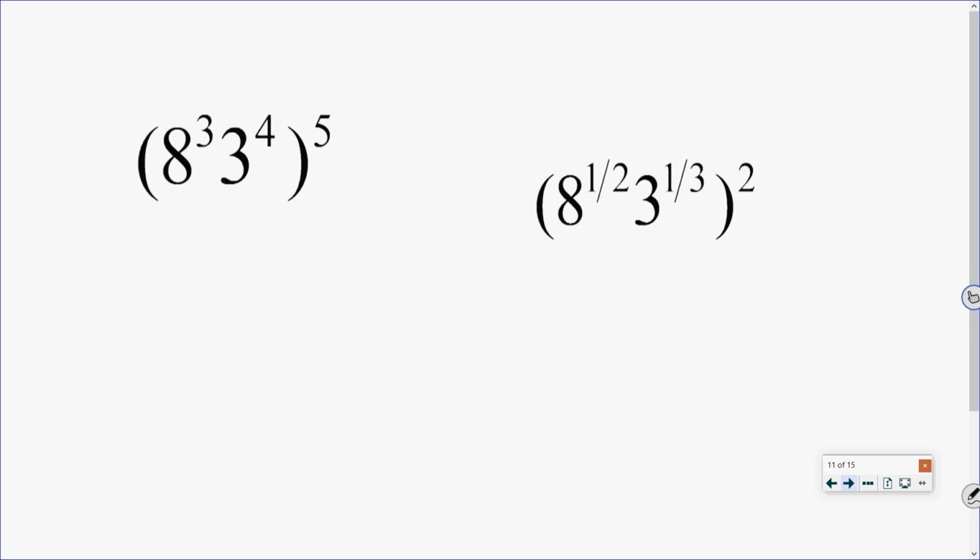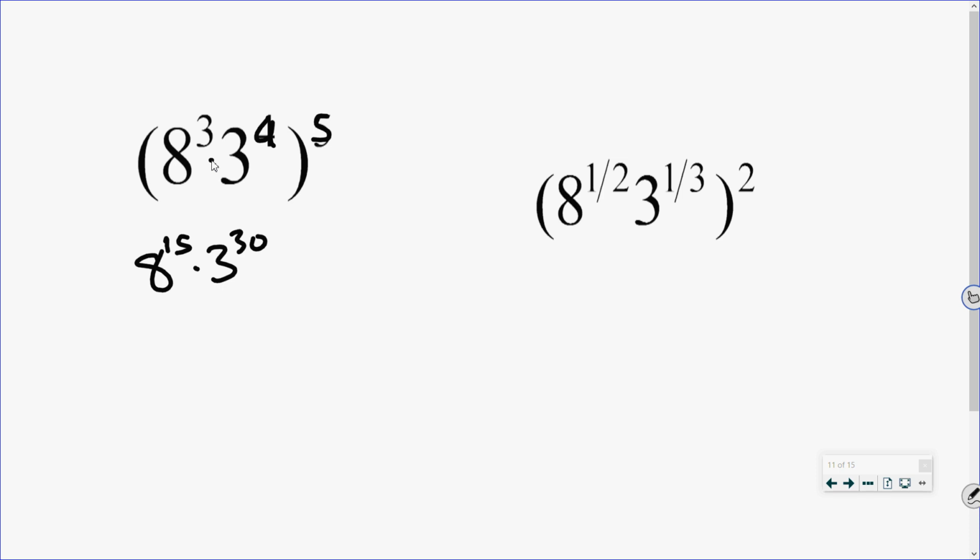All right, if you look at this one, these are multiplied together. So I have 8 to the 3rd to the 5th. The rule is when you have a power to a power, you multiply them together. So 8 to the 15th, times 3 to the, again, 4 to the 5th power. So multiply those together. We're done.